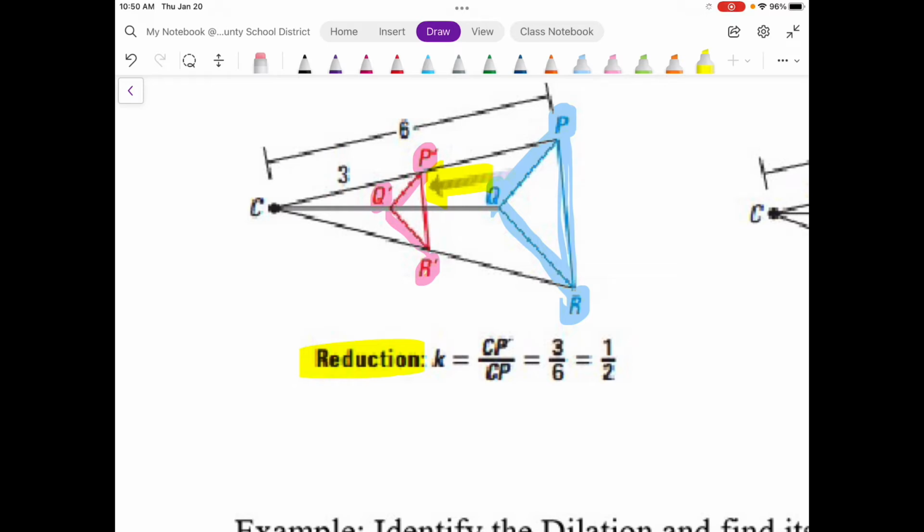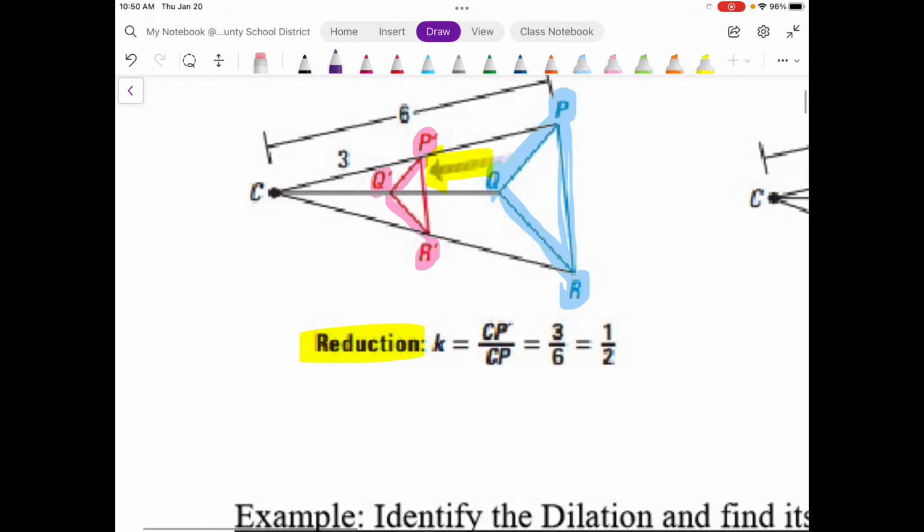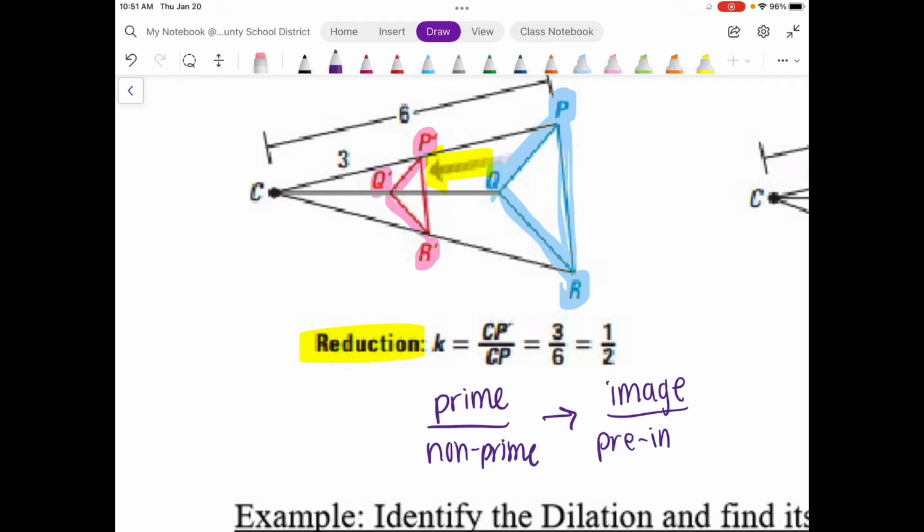You were always going to compare the prime in the numerator over the non-prime in the denominator. Or in other words, you're always going to do the image, the new one, over the pre-image, the old one. So however you want to write it, new over old, pre-image, image over pre-image, prime over non-prime, however you want to think of it, these are the same things.